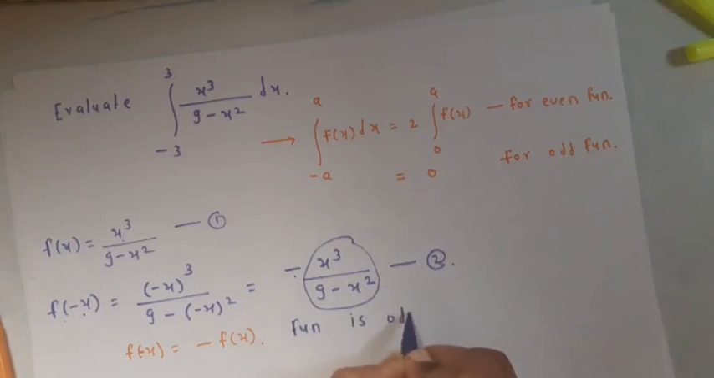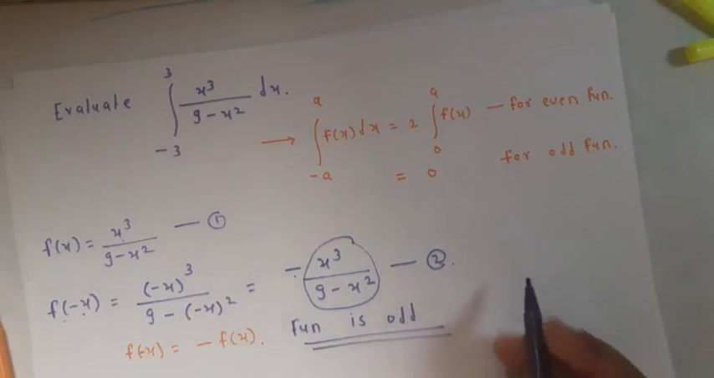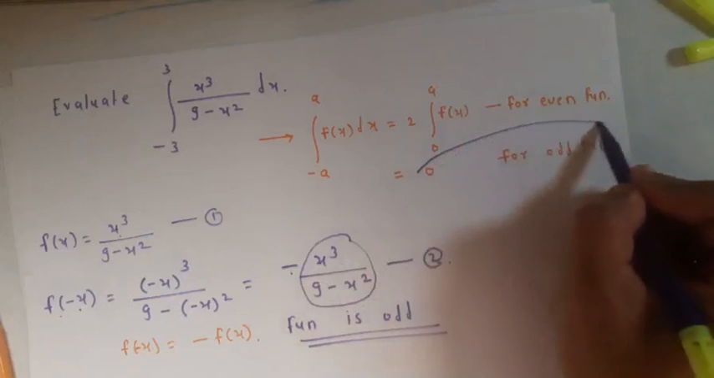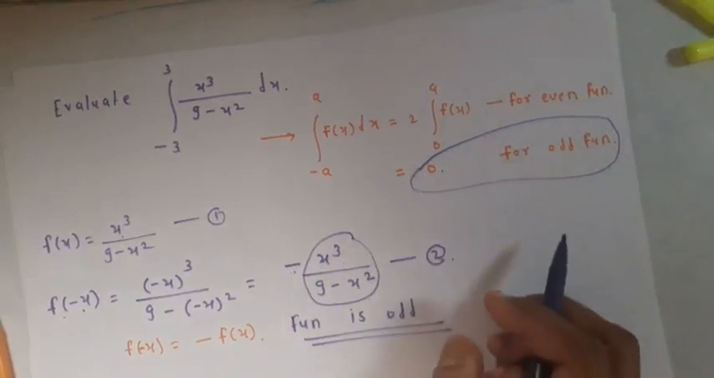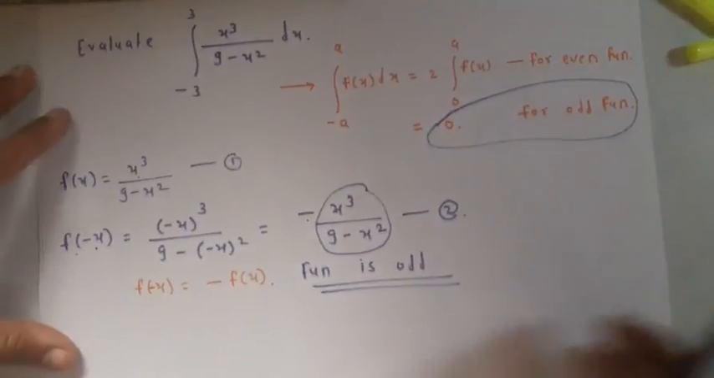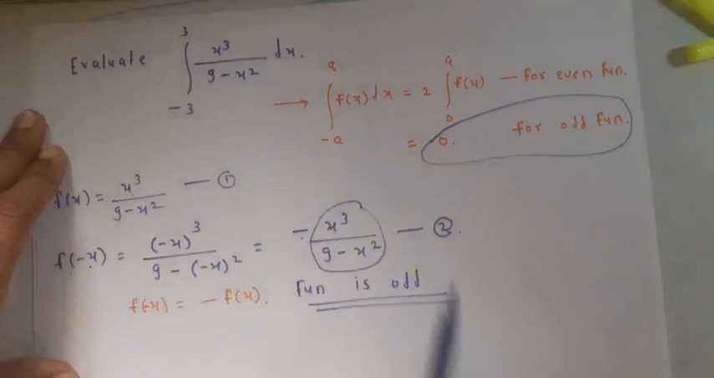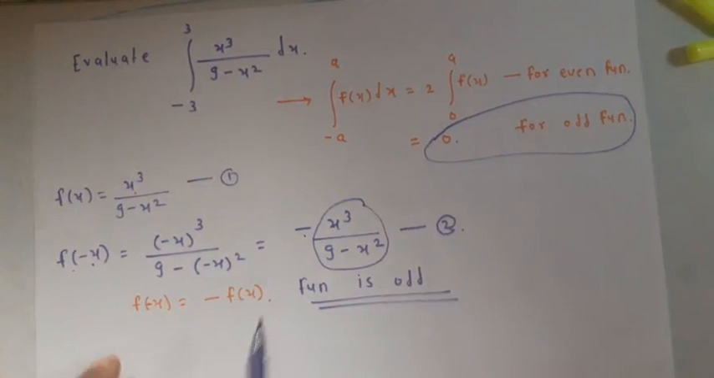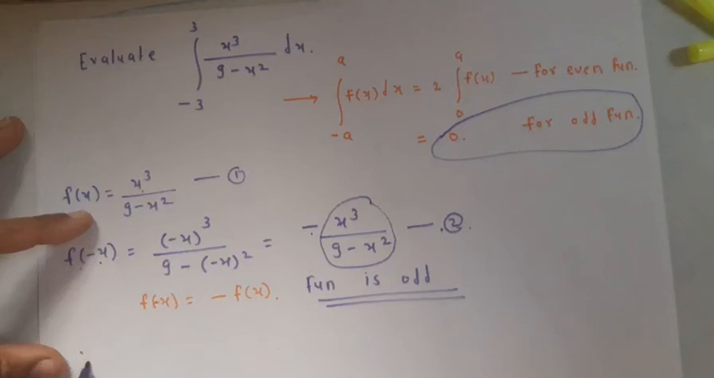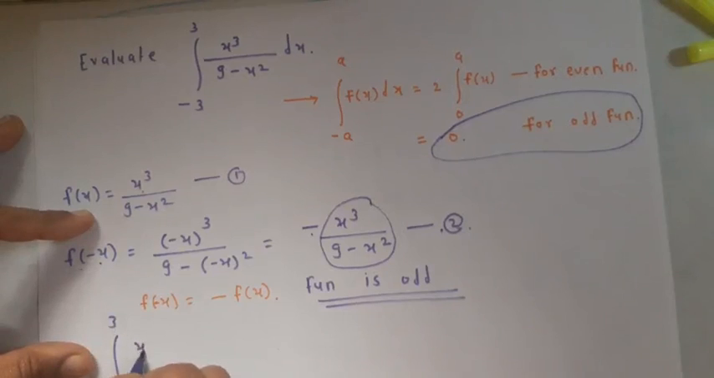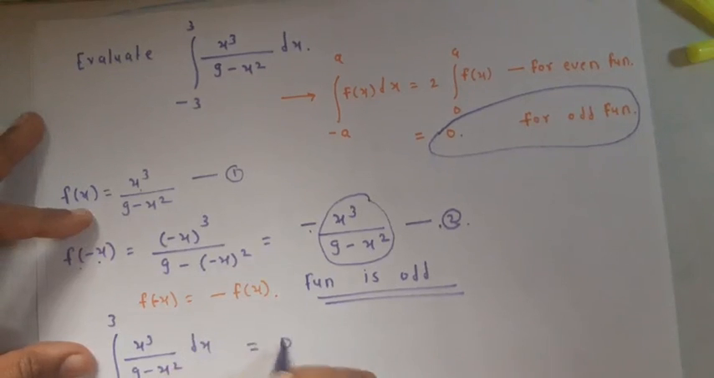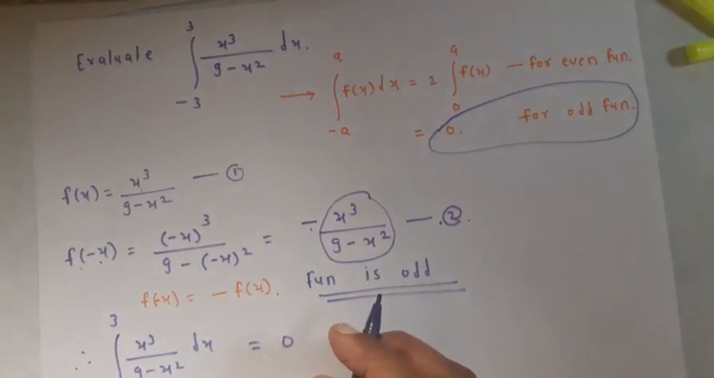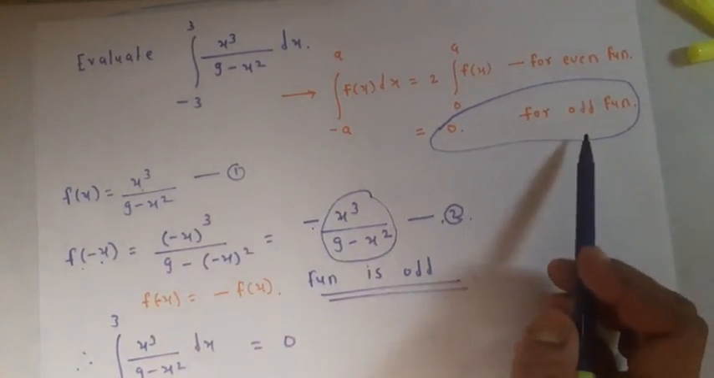The function is odd. And students, remember that if the function is odd, in that case it is not necessary to solve the problem. Directly the value of the integration equals 0, as here f of minus x equals minus f of x from 1 and 2. And therefore the integration from minus 3 to 3 of x cube root of 9 minus x square with respect to x equals 0. It is not necessary to solve the problem in case of an odd function.